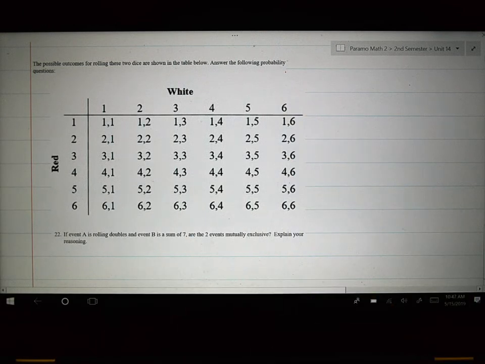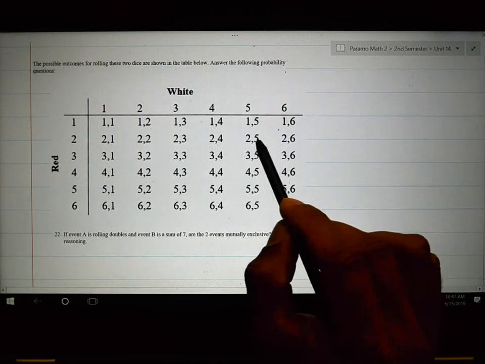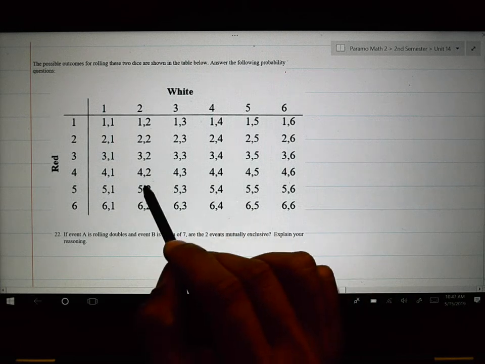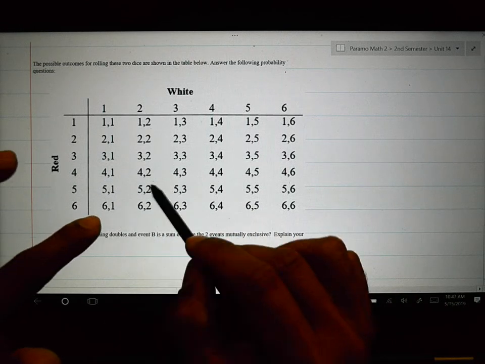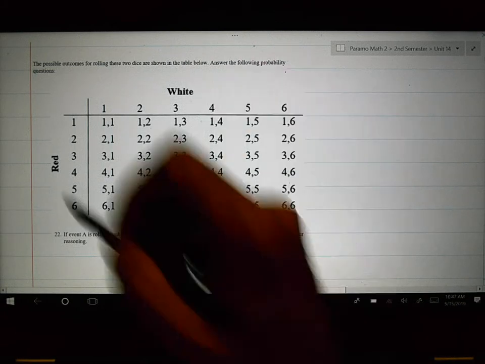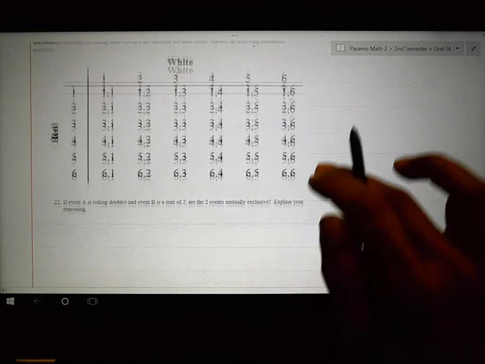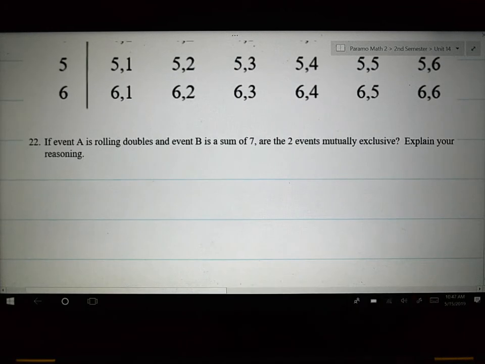The odds of you rolling the sum of 7: there's 1, 2, 3, 4, 5, 6 different ways you can roll the sum of a 7 out of 36 possibilities. If you're a person who plays the game of craps in a casino, you have a 1 out of 6 chance of rolling a 7 on your first roll. Just so you're aware. And the question that I decided to do with you is number 22.